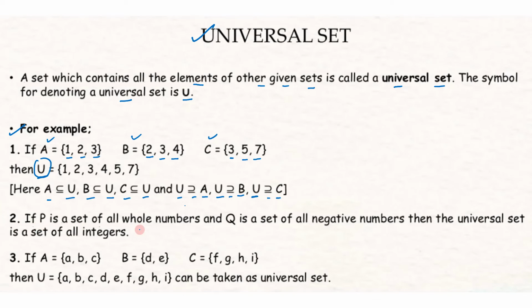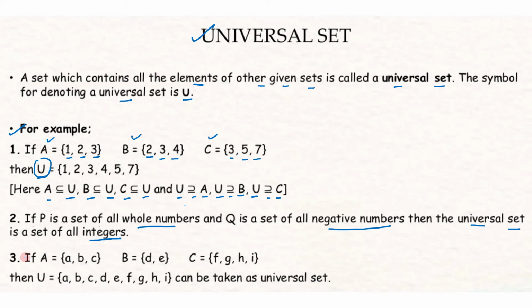If P is a set of whole numbers and Q is a set of negative numbers, then the universal set is the set of all integers. So suppose we have two sets, a set of whole numbers and a set of negative numbers. It is easier to conclude in this case that the set of all integers will form a universal set.